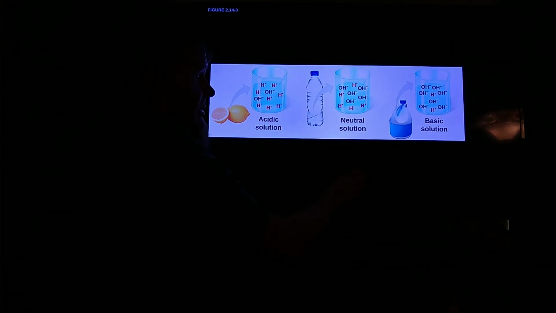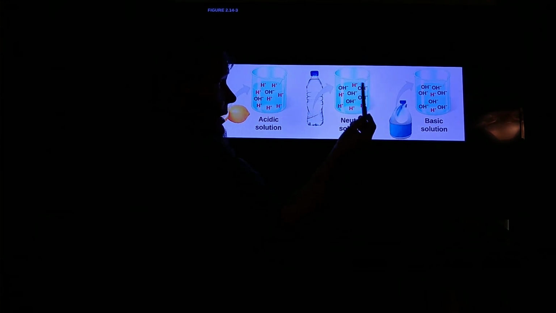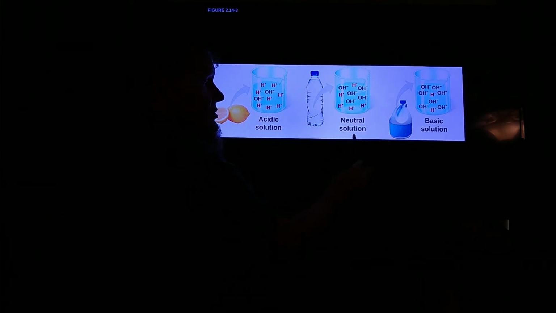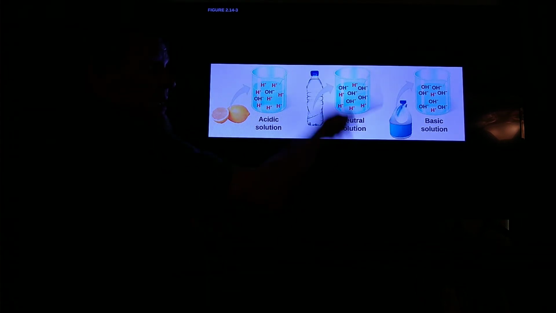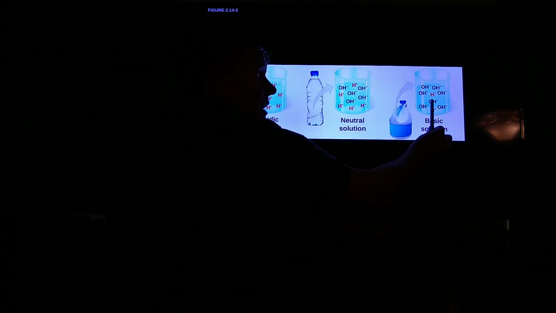So if we start in the center, this is a neutral solution. And if you count, we notice there's an equal number of hydrogen ions as hydroxides. And what happens when I put H and OH together? What do I make? I make water. All right? So this is neutral. This is pH 7, an equal number of hydrogen ions as hydroxides. If something is an acid, it means it has a lot of extra hydrogen ions. So if you look over here, we see that there are more hydrogen ions than there are hydroxides. That's why this is an acid. A base is the opposite. A base is I have a lot more hydroxides than I have hydrogen ions.